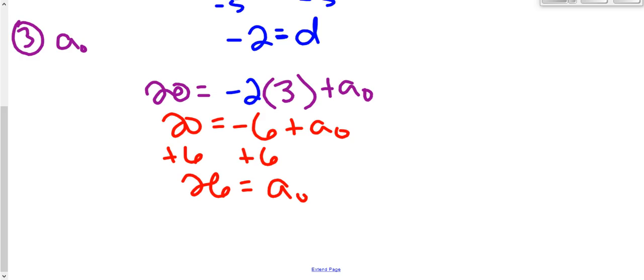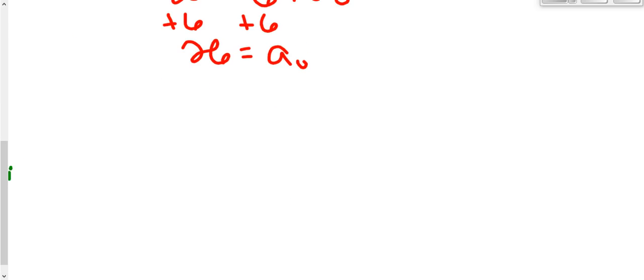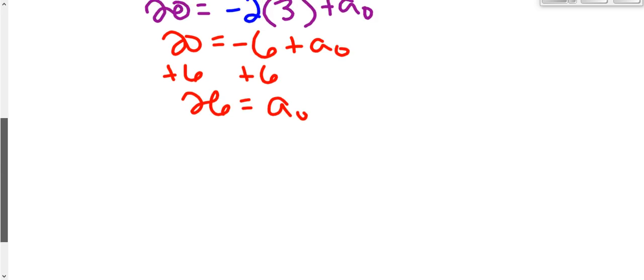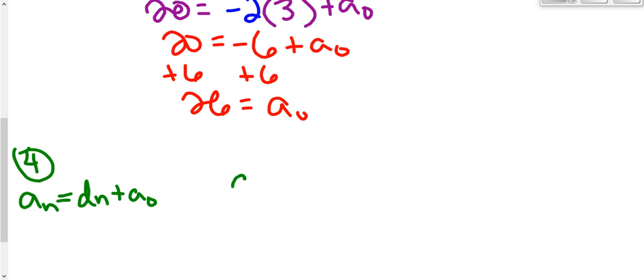Now I'm ready to write my general equation so that I can solve for anything. So here we are in step 4, ready to write my general equation. Remember the format for that is a sub n equals dn plus a sub 0. So a sub n is going to equal dn. D was the number -2, -2 times n, plus a sub 0, which is the number 26. So dn plus a sub 0, plus 26.